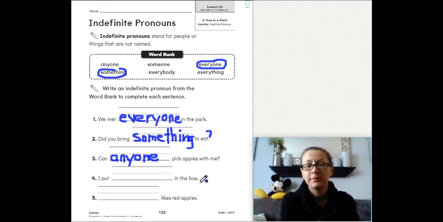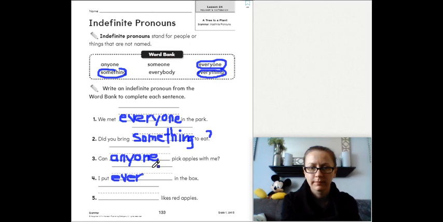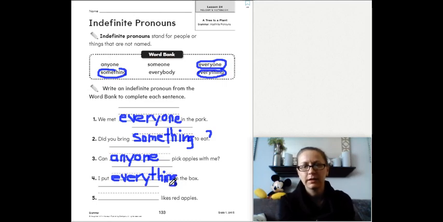I put in the box. So we're talking about a thing in this sentence. So we're going to use the only word that we have left that talks about an object. We're going to say everything. Everything in the box. We wouldn't want to put a person in the box. We wouldn't want to put anyone or someone in the box. So we have everything. Make sure you write small so you can fit all of your letters in these tiny little blanks. I'm doing the best I can on my computer. Okay, there we go. I put everything in the box.